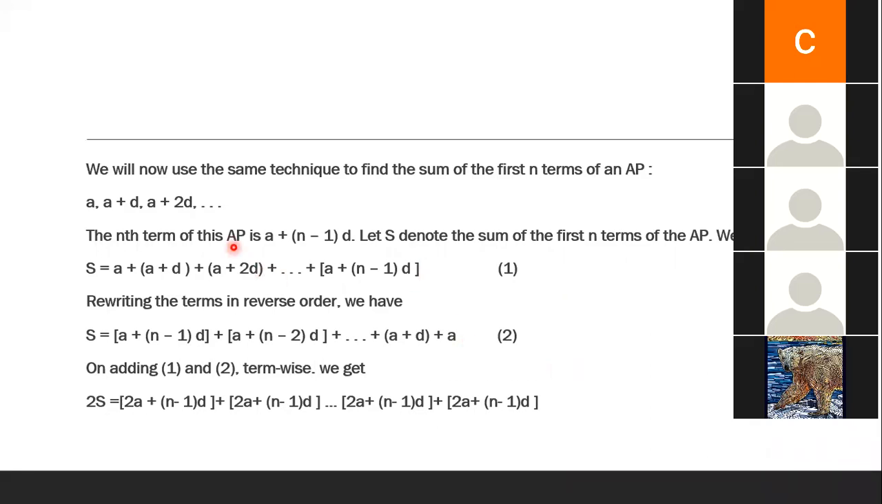Same thing if I take the first series. That is A plus D, A plus 2D, dash, dash, dash. Am I clear, children? So if I take a sum of these terms, that is A plus D, A plus 2D up to A plus nth term, A plus n minus 1 into D. Any doubt in this, children?